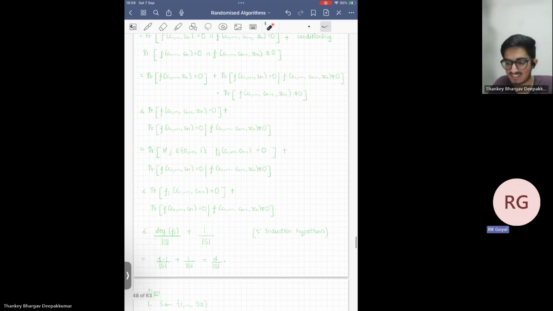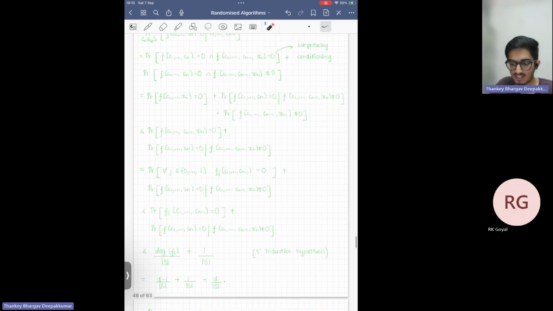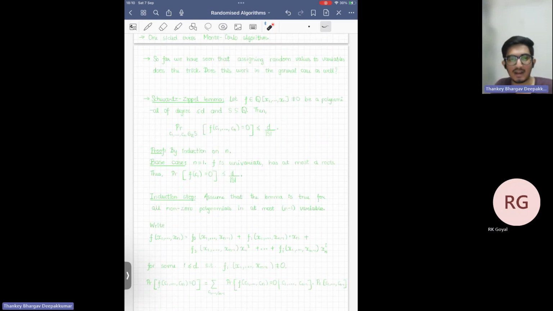So can you summarize the result of this theorem from a layman's perspective, that if we are randomly assigning, say, randomly picking a string, how does this lemma or this theorem affect the polynomial identity testing? Okay, so this lemma is also called the polynomial identity testing lemma. So this lemma is itself the identity test, right?